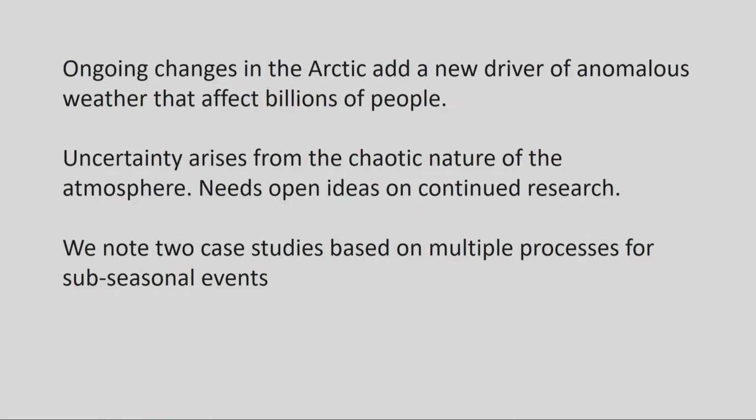So there's new forcing available for North American weather based upon changes in the Arctic, but the surface interacts with the ongoing atmospheric circulation, so there's uncertainty introduced from that, and I'll show two case studies.